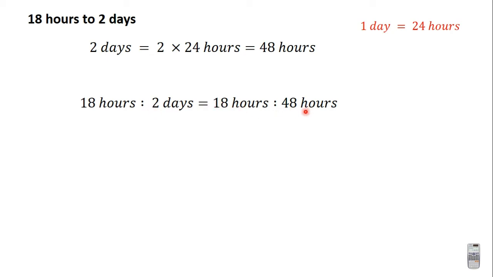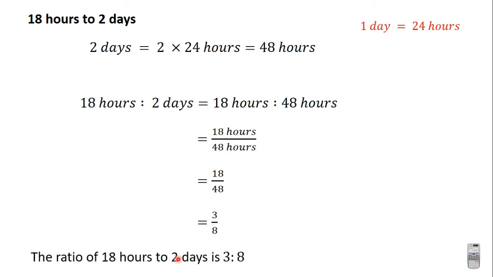Both of them have the same units, so we can express it in terms of a fraction. This will give us 18 hours divided by 48 hours. Hours and hours will cancel, so you have 18 divided by 48. 18 divided by 48 will give us 3 divided by 8. 3 divided by 8 can be expressed in a ratio as 3 is to 8. So it means that the ratio of 18 hours to 2 days is 3 is to 8.